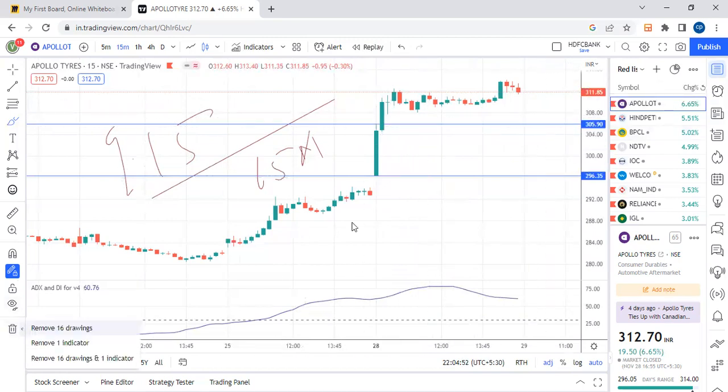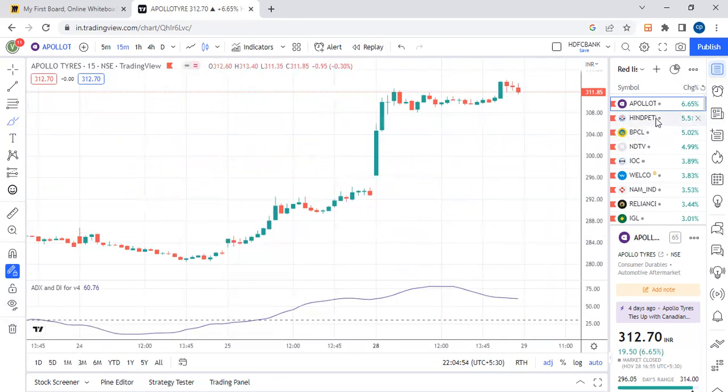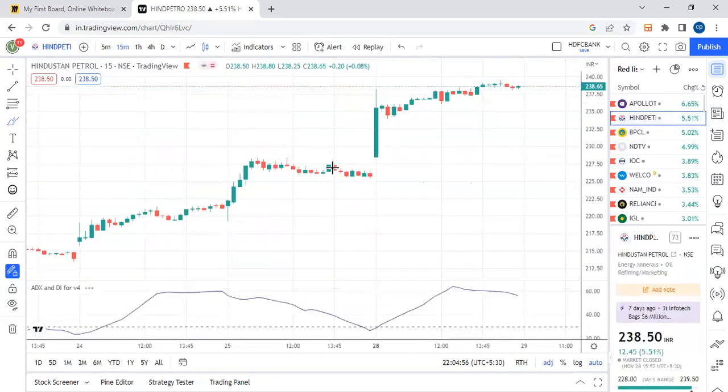We'll cross check some of the stocks. What will happen here? In Hind Petro, just observe the first candle: the ADX strength is below 30. Here you can observe the ADX value below 30. So I'm ignoring this stock.